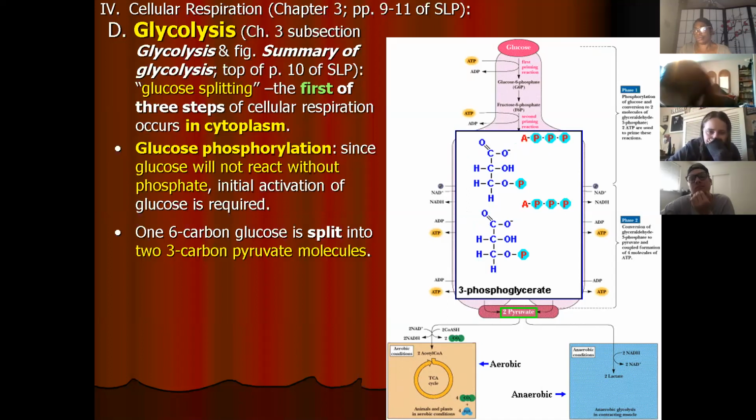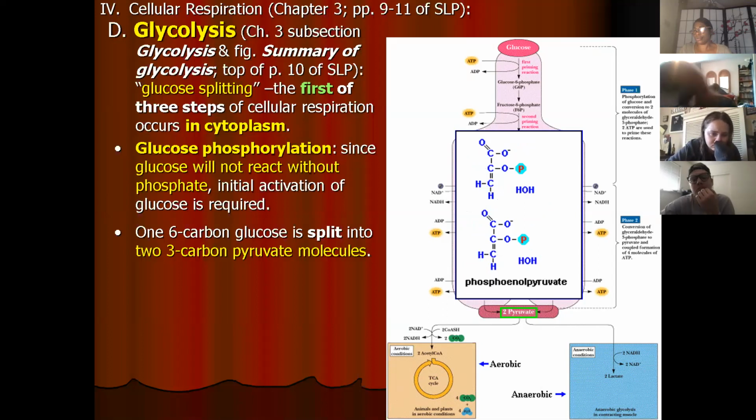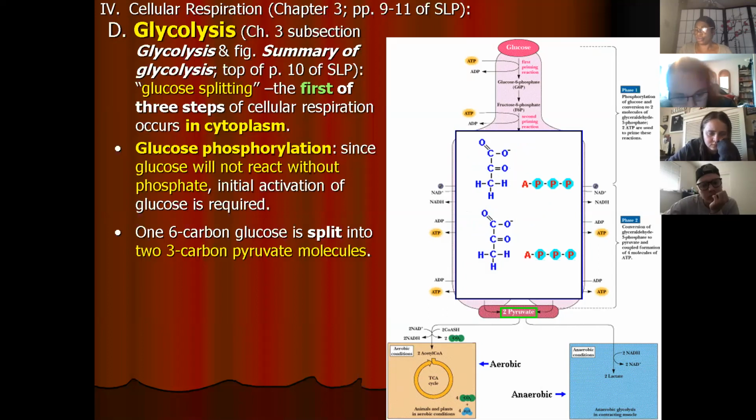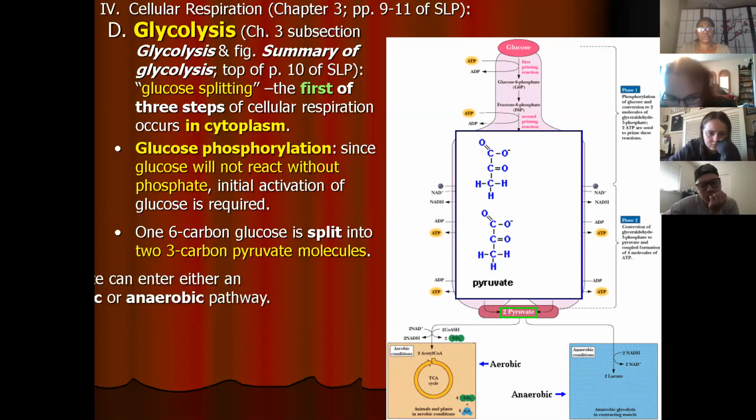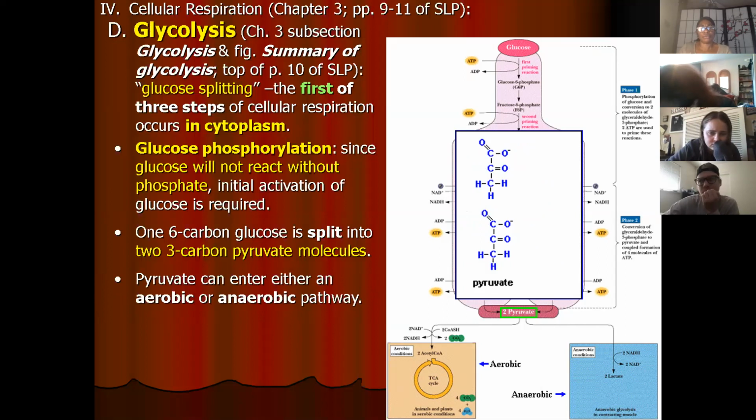Okay, here's 2 of the ATPs coming out. Here's the other 2 ATPs coming out. So 4 out, 2 in, 4 out. That's 2 net. And you're done with 2 pyruvates.